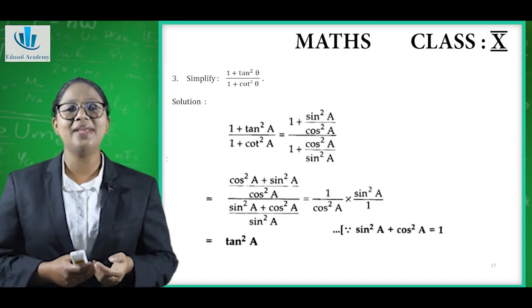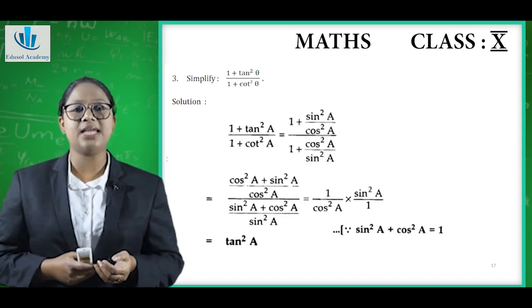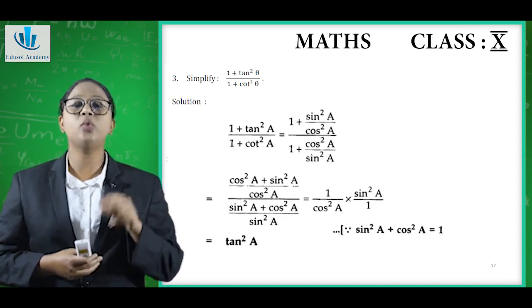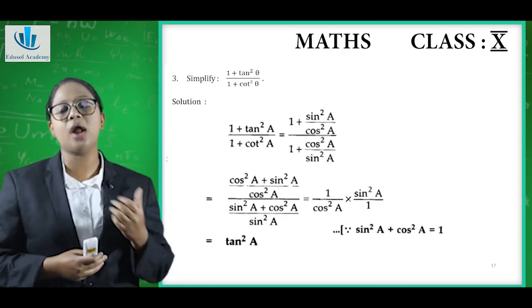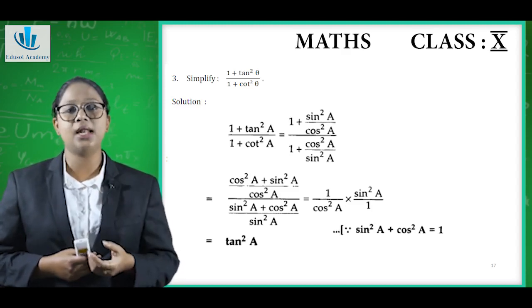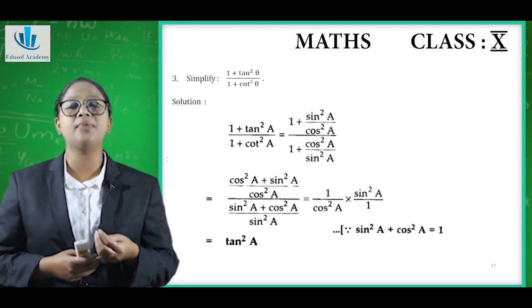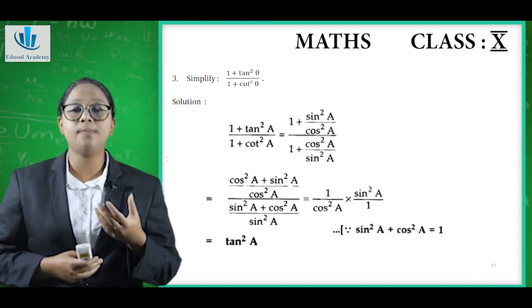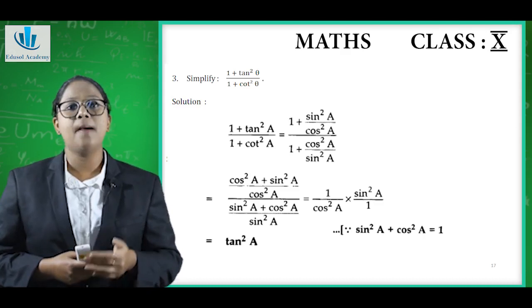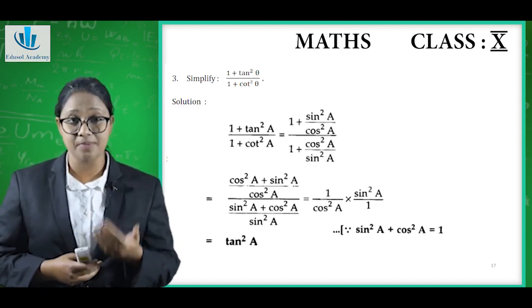Now the next question. Simplify 1 plus tan square theta by 1 plus cot square theta. Now there are 2 ways to do this. We have used only one method here. You can either apply the identity directly, like 1 plus tan square theta is sec square theta and 1 plus cot square theta is cosec square theta, then cancel out. But we are going to use a different method.